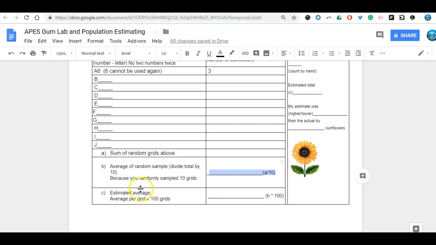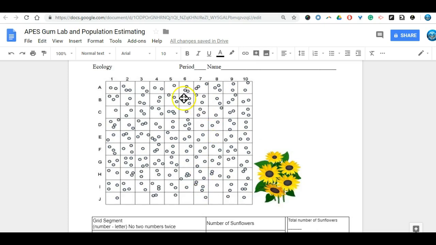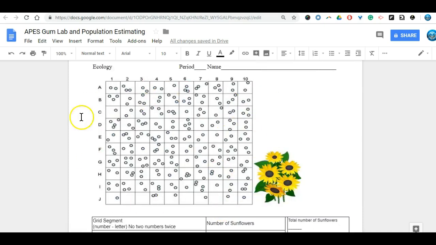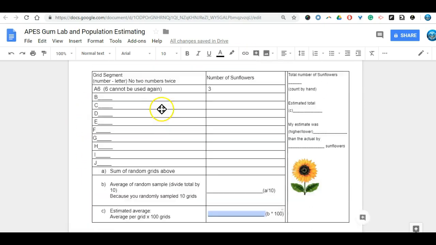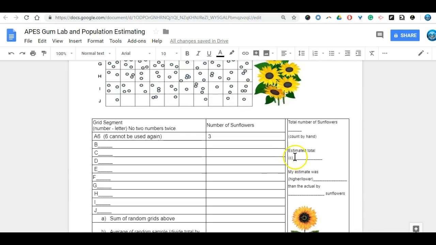Now, what's the estimated average in the 100 squares? Well, because you have 100 squares here, take B, so whatever this number is, and multiply it by 100, and that will be your estimated average, how many sunflowers are in here. Now take C and put it over here as your estimated total.